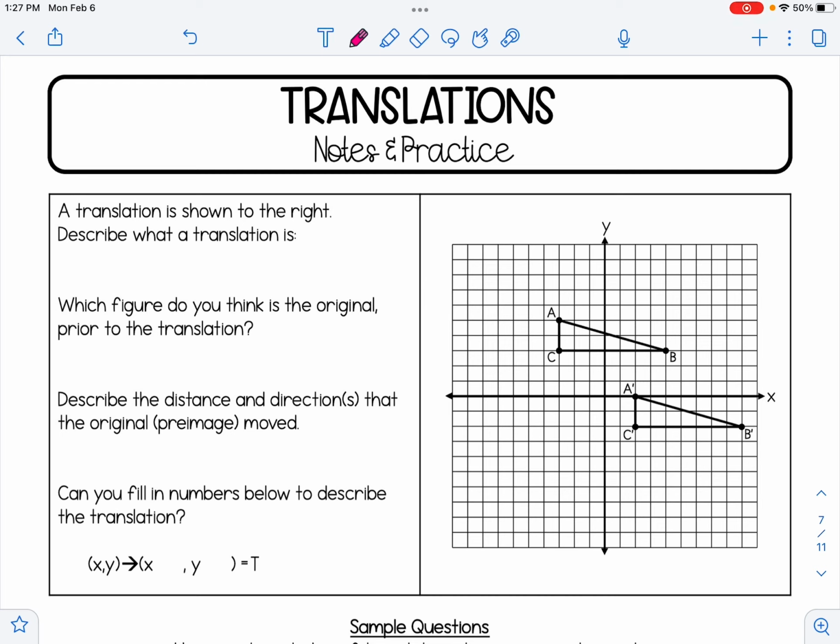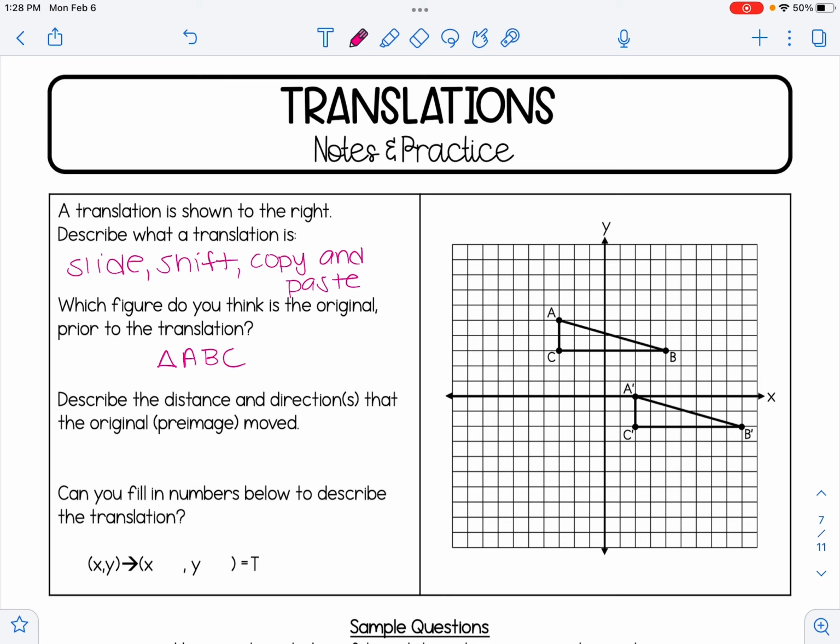So there's a few different ways we could describe what's happening on the graph. We could say that the original picture was slid or shifted. And another way we could describe it is copy and pasted. Basically, a translation is relocating a picture or a point on the coordinate plane. And we could think about that as taking the original, copying it, and pasting it elsewhere. Which figure do we think is the original prior to the translation? That's going to be the one without the prime symbol, so that's triangle ABC.